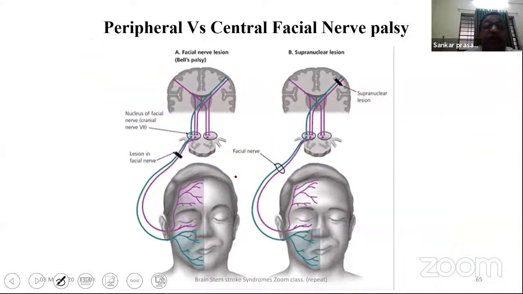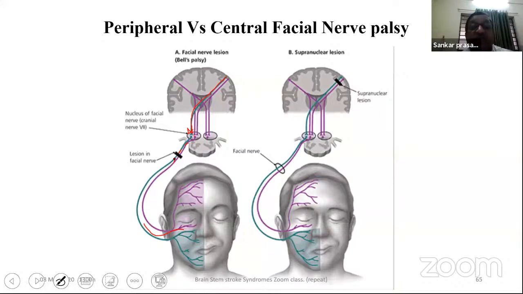The facial nucleus is present in the pons, and it is supplying the fibers. These are the fascicles. This is the nucleus of the facial nerve in the pons. The neurons are here, and the axons come out and supply. So this nucleus supplies only one side, but each nucleus is controlled by supranuclear fibers coming from the cortex. So the neuraxis has an upper motor neuron and a lower motor neuron. The nucleus, the fascicle, and the muscles are the lower motor neuron.